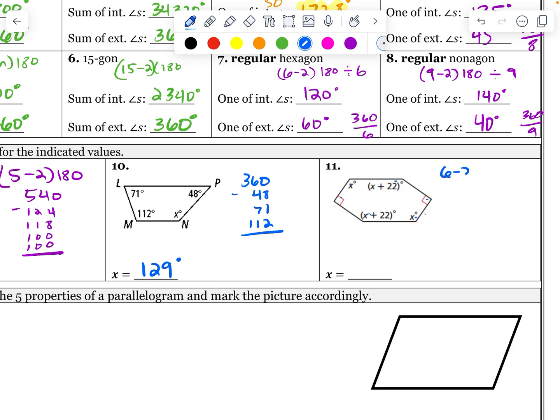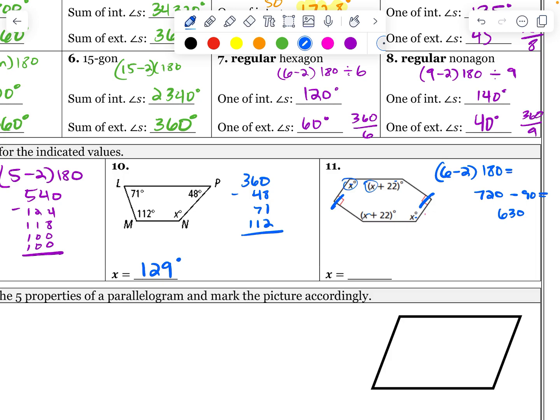All right, so this is a 1, 2, 3, 4, 5, 6-agon. So 6 minus 2 times 180. 4 times 180 is 720. And then I'm going to subtract out the 90s right here because I don't need them. Minus 90 equals, oops, why am I doing that wrong? 630. All right, now the rest of these are going to add up to get me 630.